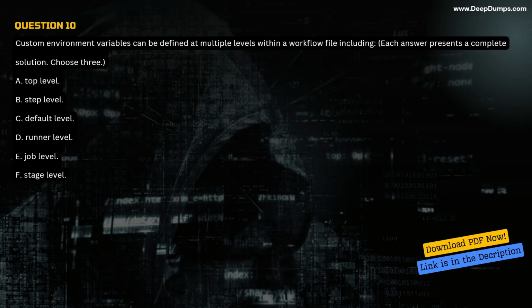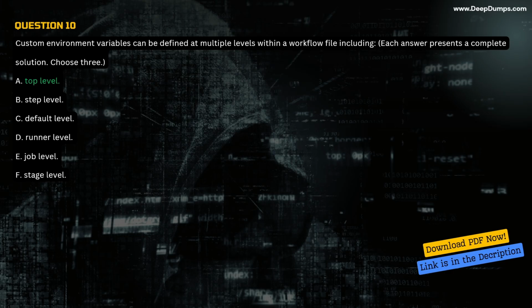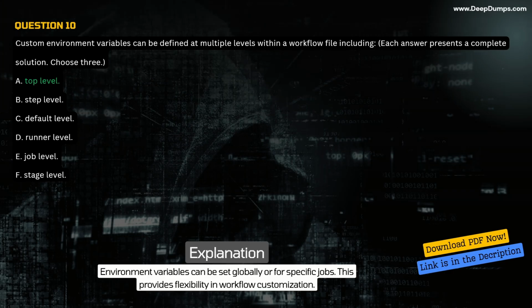Question 10. Custom environment variables can be defined at multiple levels within a workflow file, including. Each answer presents a complete solution. Choose 3. A. Top level. B. Step level. C. Default level. D. Runner level. E. Job level. F. Stage level. Correct answer A. Top level. Explanation. Environment variables can be set globally or for specific jobs. This provides flexibility in workflow customization.